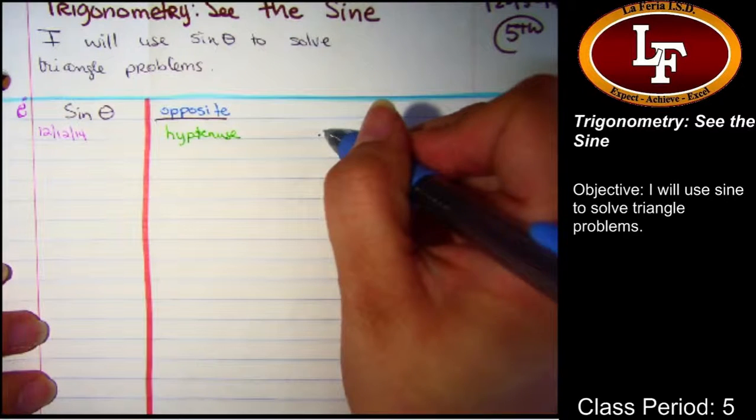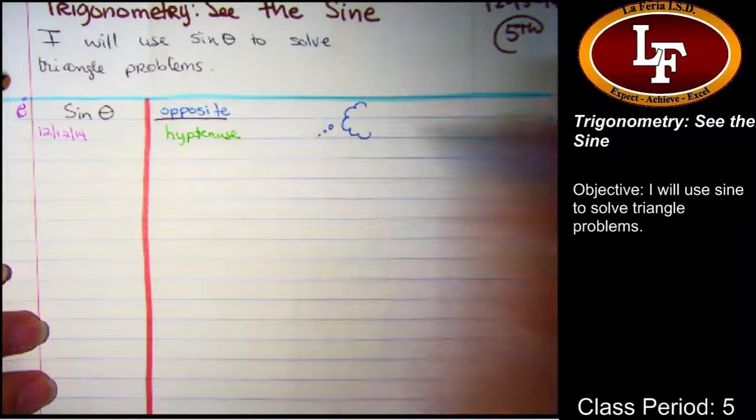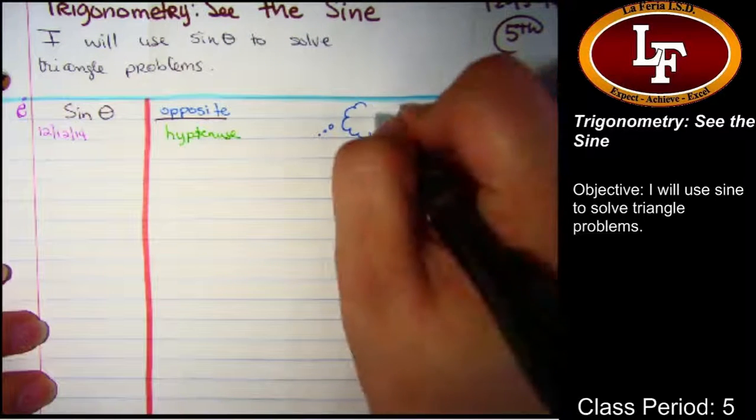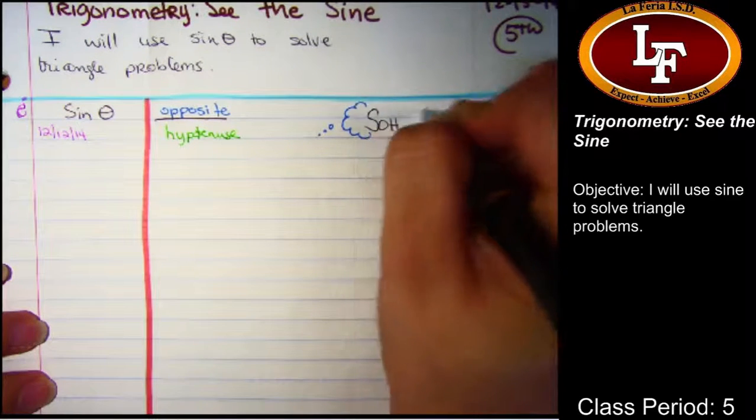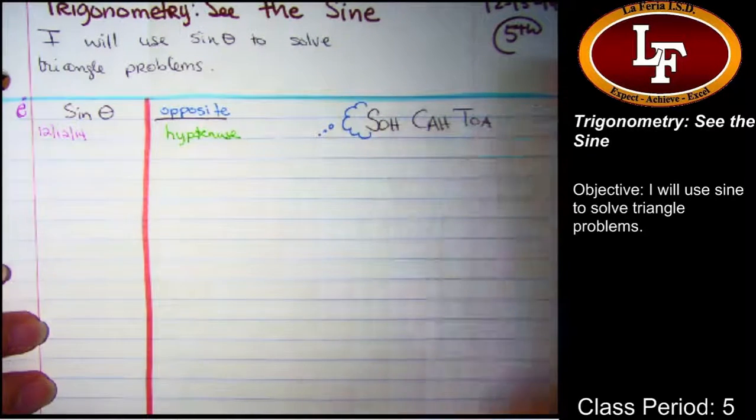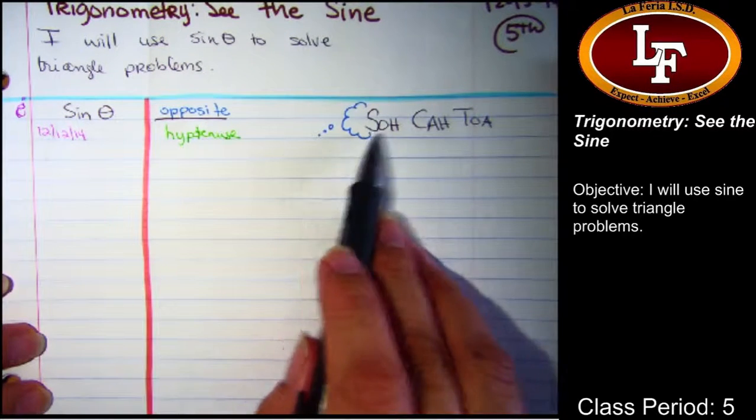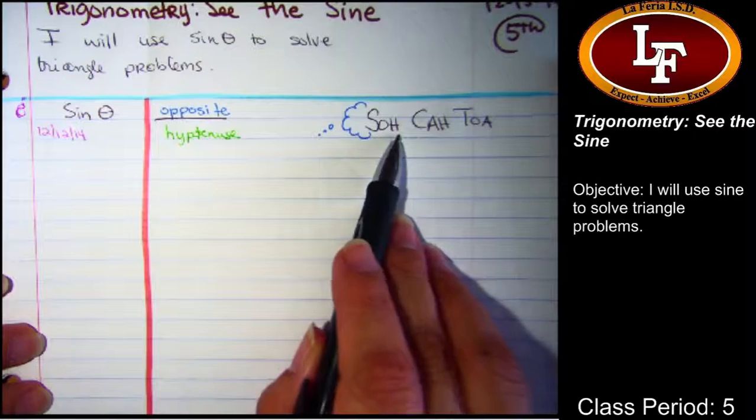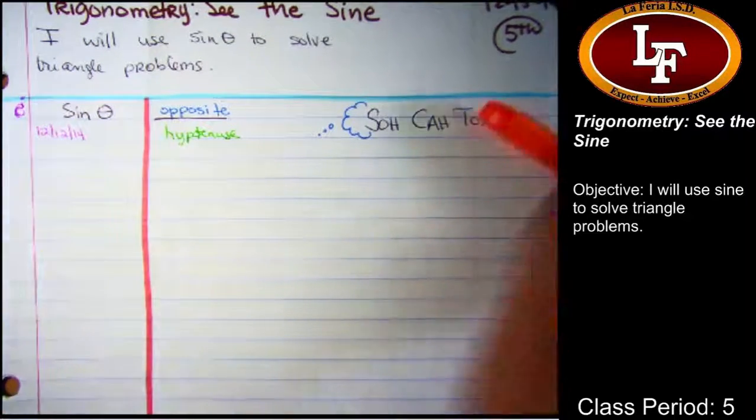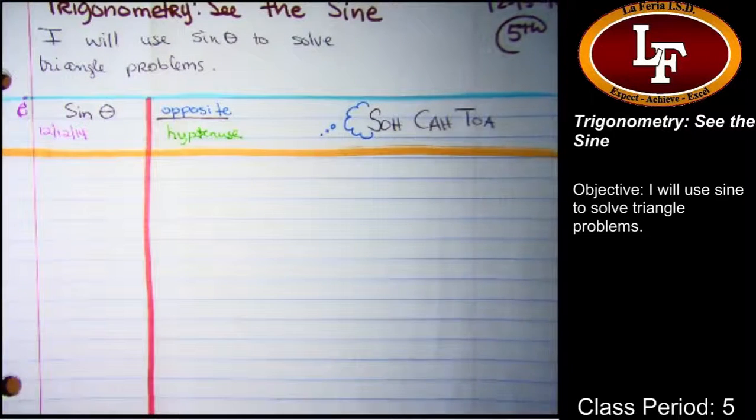So as you're starting to work with these trig ratios and these trig functions, you want to start having in your mind this whole SOHCAHTOA thing. Okay? So start having that in your head as a way to help you remember sine goes with opposite and hypotenuse. All right. Let's get on with the first example for today.